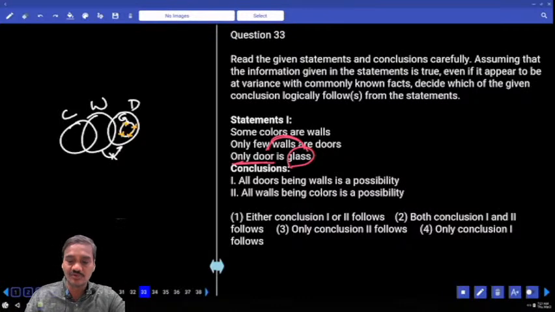Then coming to the first one, all doors or walls is a possibility. All doors or walls is possible. It says doors and walls can be the same.